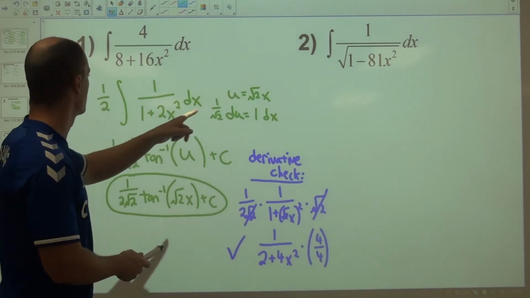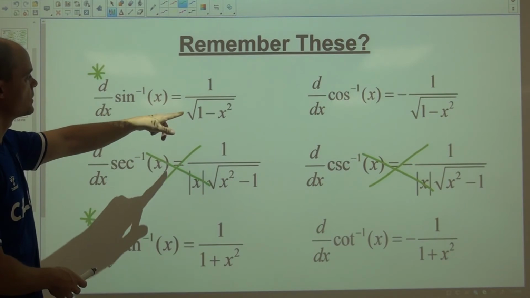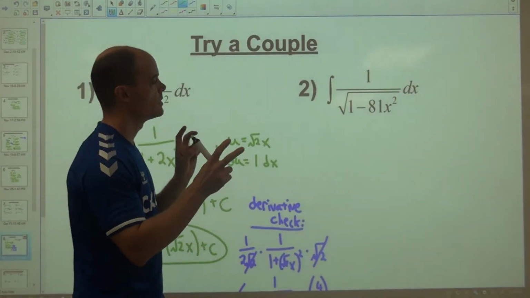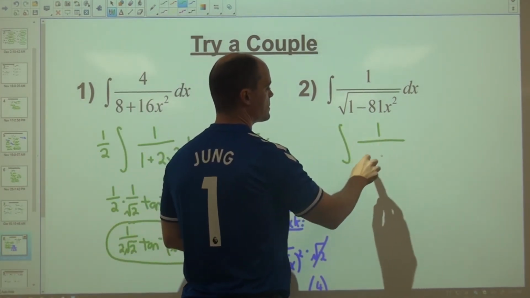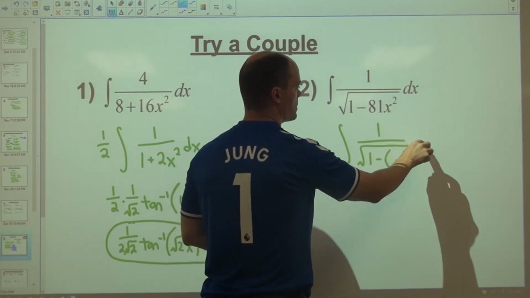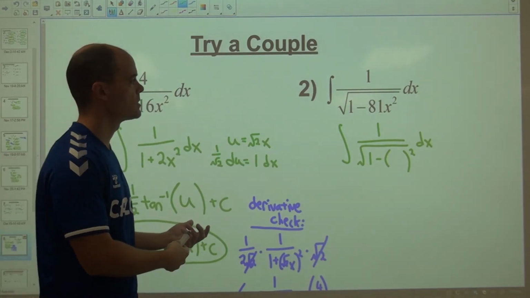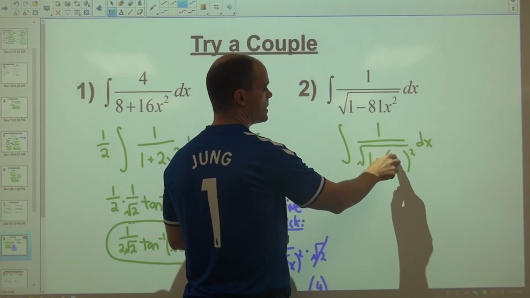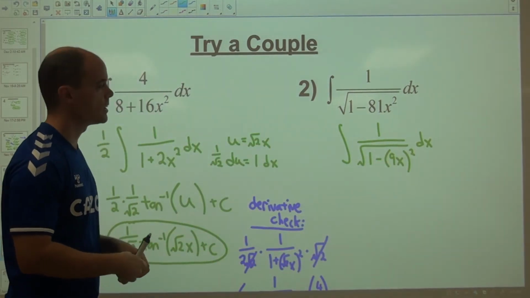So what about that inverse sine? Well, here's the rule for inverse sine: 1 over the square root of 1 minus something squared. So we need to rewrite it such that we have this 1 minus something squared dx, and this is going to work the same way the inverse tangent does. Our something in this case I think is pretty clearly 9x. 9x times 9x is 81x squared.